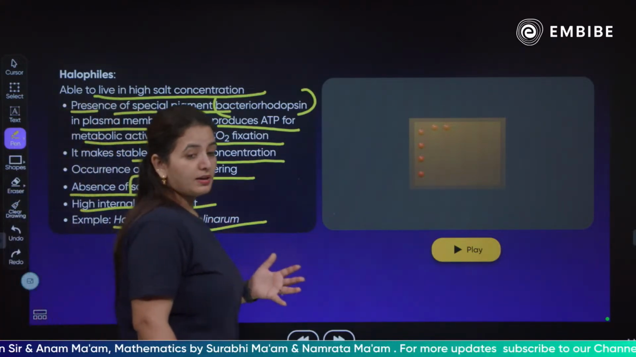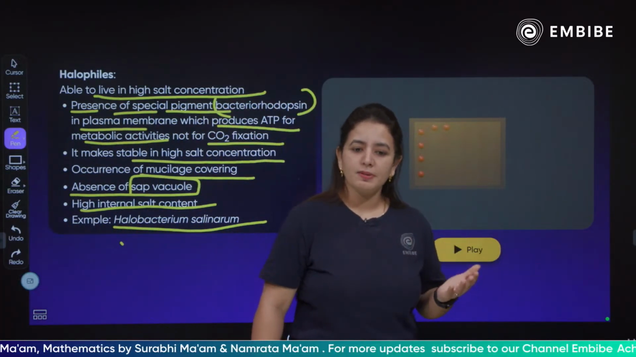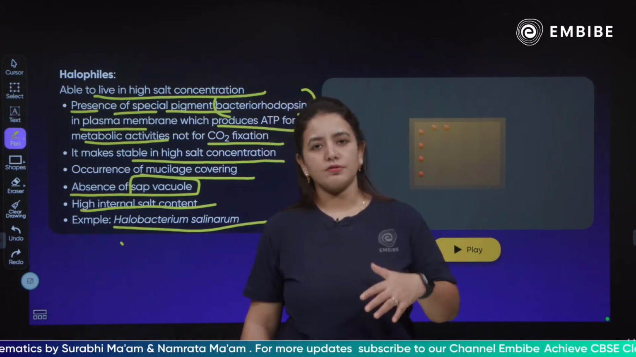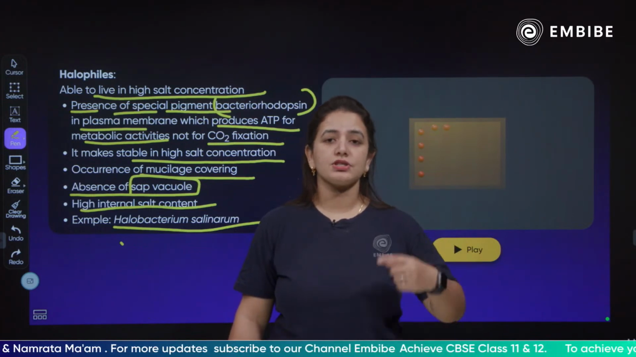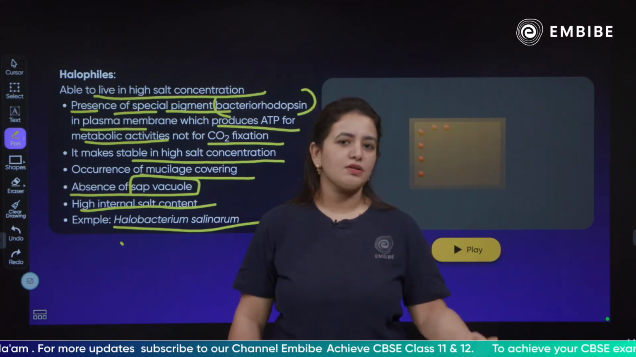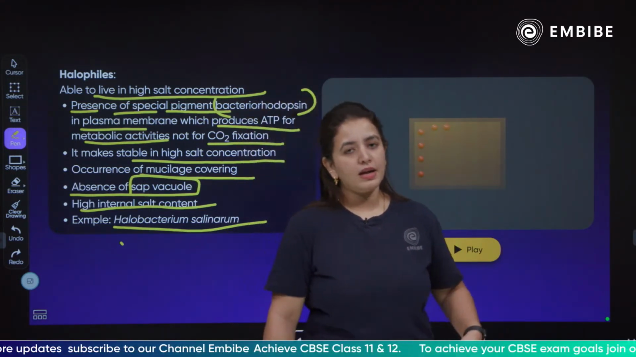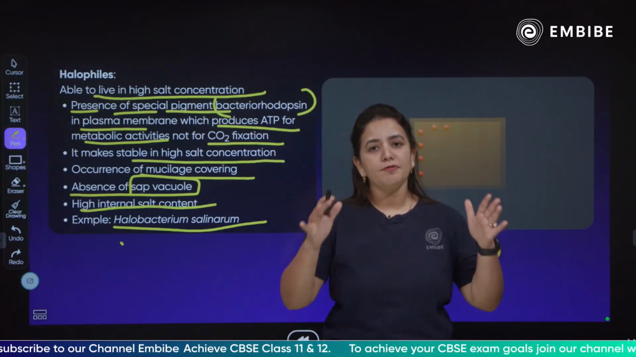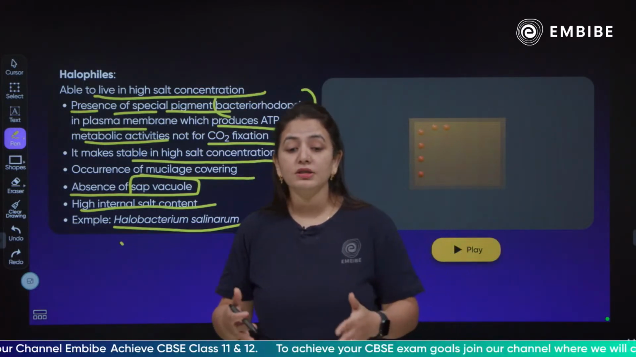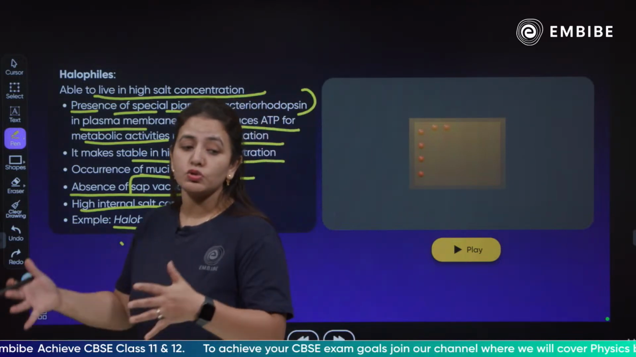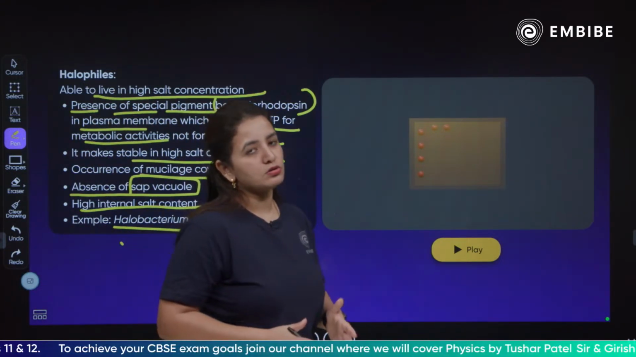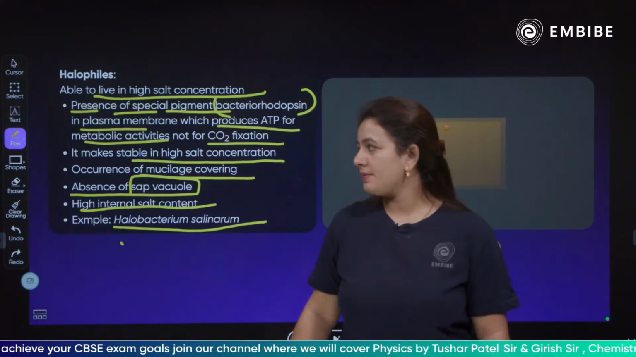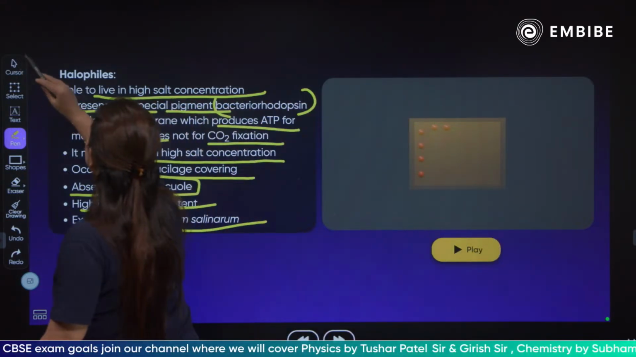So talking about the Archaebacteria, which is an ancient bacteria, we have discussed the general features. There are three types: the halophiles, Thermoacidophiles and Methanogens. We have studied the features of halophiles and how they are able to survive in extremely salt condition. That we have also discussed. So let's see what we have in this video.